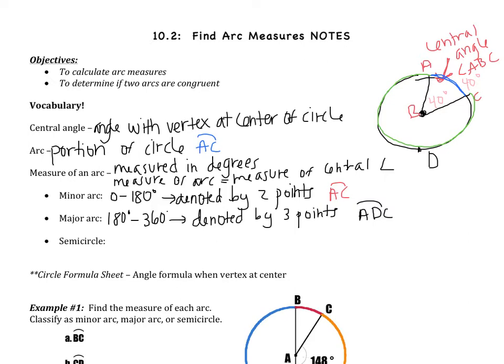And then the special case is a semicircle. A semicircle is exactly 180 degrees. Exactly 180 degrees. It's exactly half of a circle. And then something to remember is the whole circle is 360 degrees.